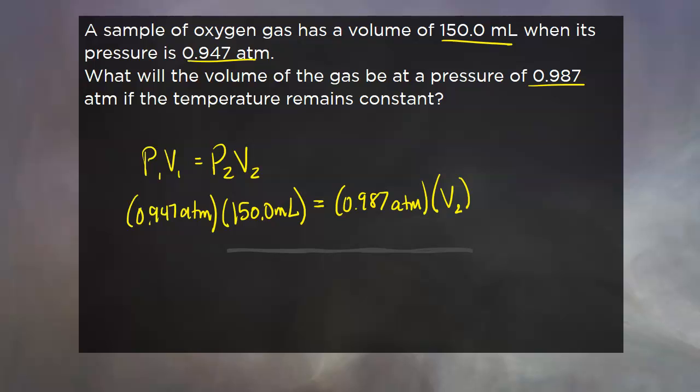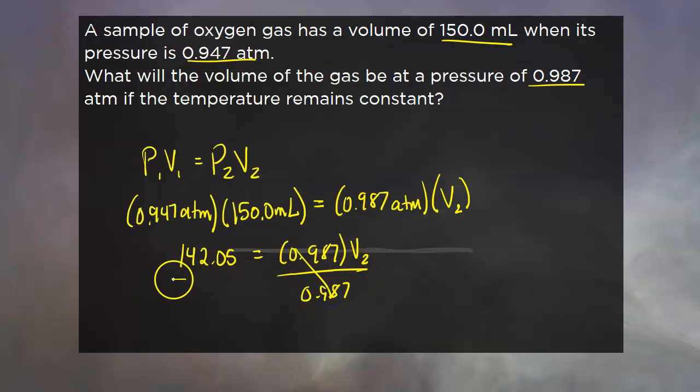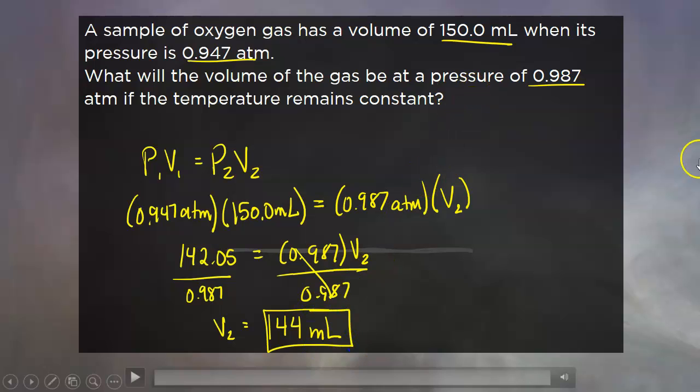And in my calculator, I get 142.05 equals 0.987 times V2. So now divide both sides by 0.987. That's going to leave me with V2 equaling 143.9. So 144 with sig figs milliliters. Seems reasonable. We started with 150. We ended with 144.